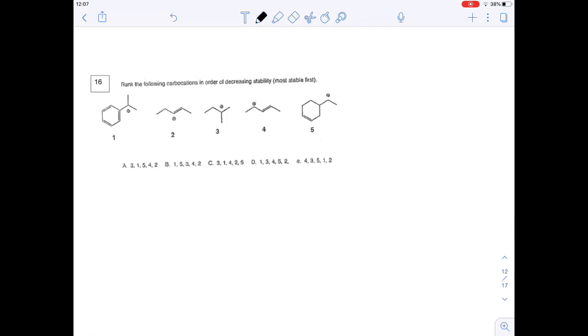Let's look through the rest of the choices that they give us. So the first thing we want to look for are the ones that are tertiary carbocations. And we can see that both 1 and 3 are tertiary. But what are the differences between these two?